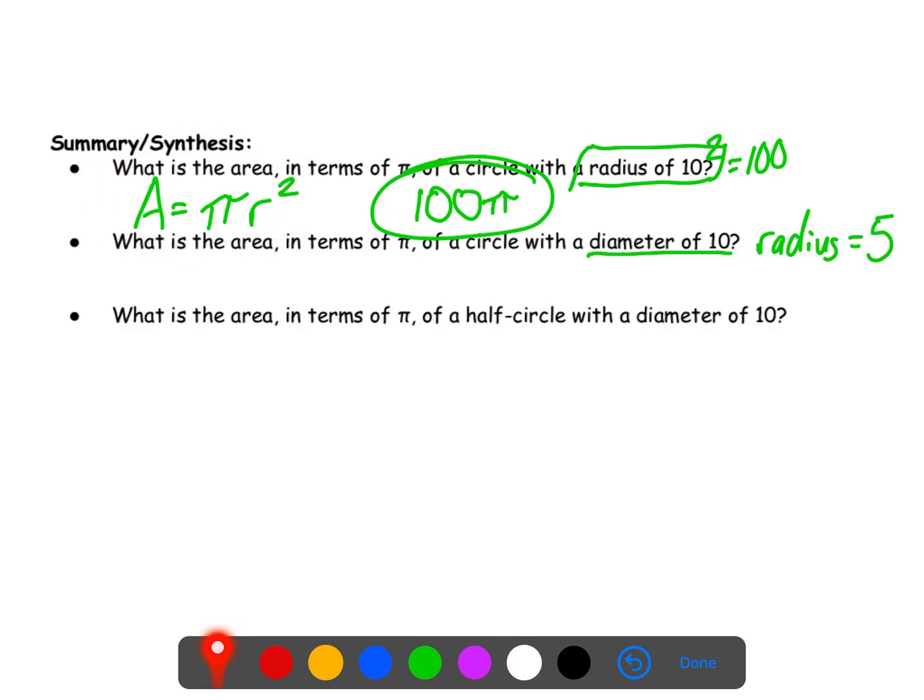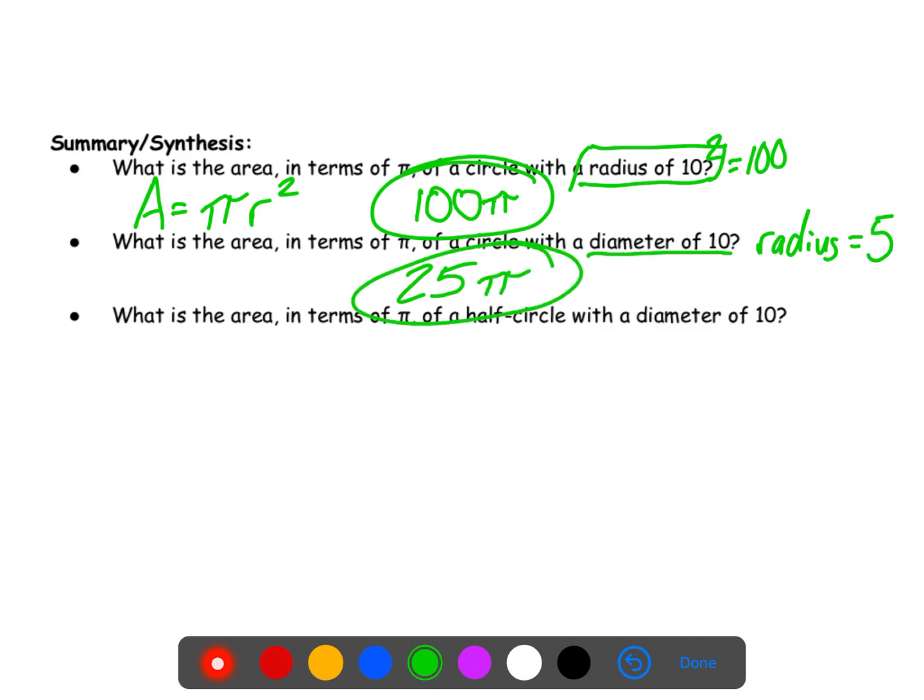Now, if our radius is half the size, is our area going to be half of what it was here? Hopefully you're saying no, because remember, area is not a proportional relationship. If we're getting half the radius, we're not going to get half the area because this is not a proportional relationship. We have an exponent in our equation. But let's figure out what it is. So our radius is 5. 5 times 5 is 25. So the area of this circle is 25 pi.